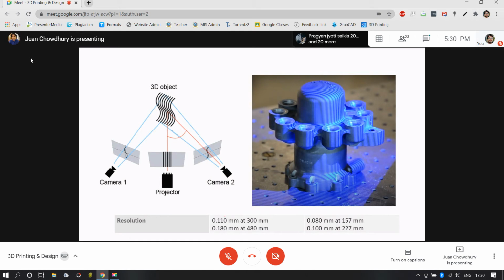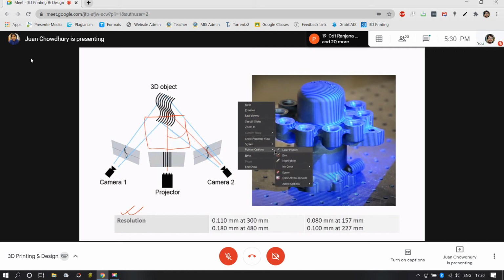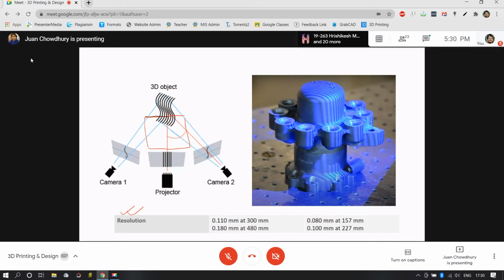Okay, so that is again one thing. As you can see on the bottom, there are some resolutions mentioned at 300. So how does it change with the depth? This is an important aspect. Say I place this 3D object very close to the system. So what am I going to get? The detail of the image is going to increase significantly, isn't it? But the field of view reduces, isn't it? The field of view reduces.